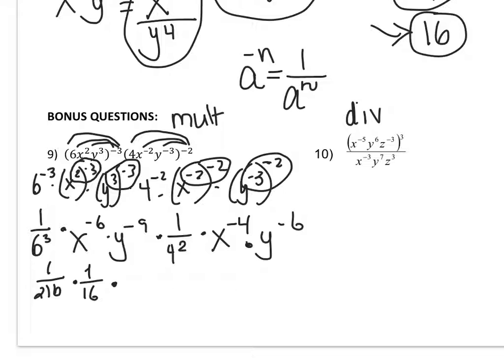I'm going to multiply x to the -6th times x to the -4th. I'm going to add those exponents. -6 plus -4 is -10. We get x to the -10. Now the y's, y to the -9th times y to the -6. You add those exponents. You get y to the -15th.